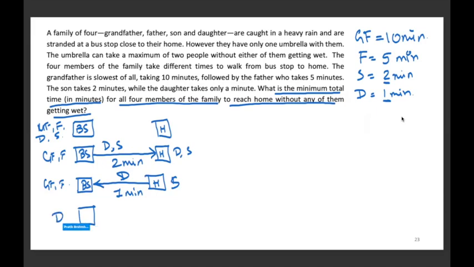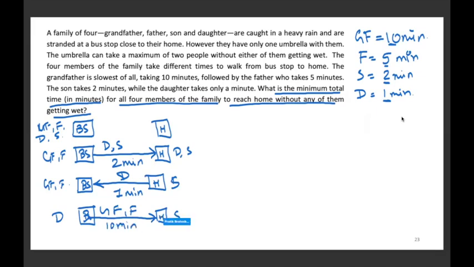the daughter stays at the bus stop and the grandfather and the father go to home, and the son is already at home. So they together take 10 minutes. Why 10 minutes? Because grandfather takes 10 minutes, father takes 5 minutes. So the maximum time is 10 minutes. So they both will take collectively 10 minutes to reach home.